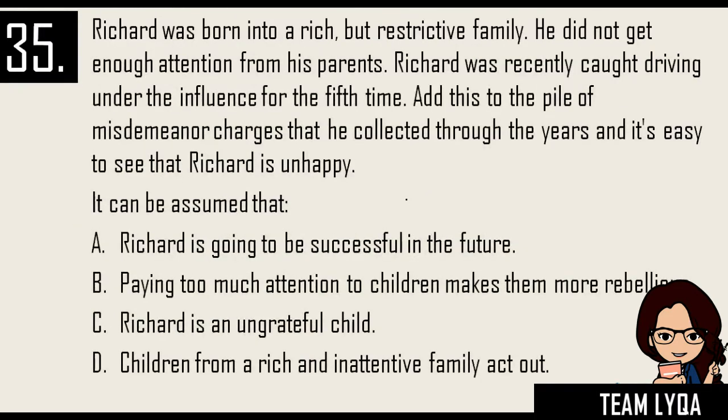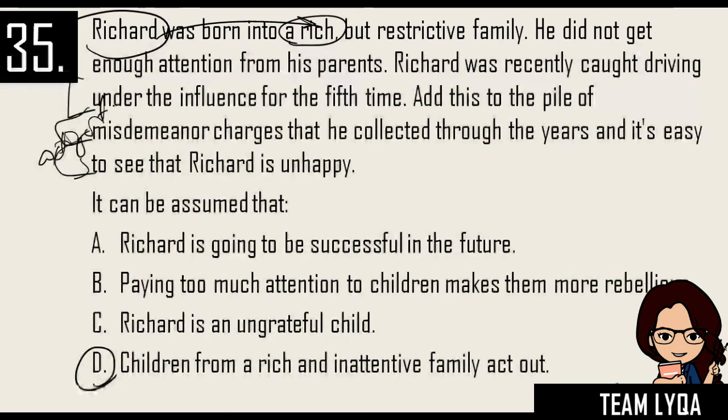Okay, number 35. Richard was born into a rich but restrictive family. He did not get enough attention from his parents. Richard was recently caught driving under the influence for the 5th time. And add this to the pile of misdemeanors charges that he had collected through the years, and it's easy to see that Richard is unhappy. So the best answer here is actually letter D. Why? Kasi children from rich and inattentive family act out. Bakit? Kasi sabi Richard was rich, okay? And itong all of this, itong driving under the influence, everything like that, okay? That is him acting out. So ibig sabihin nun, Richard, who was rich, was acting out. So rich people like Richard tend to act out. So the answer will be letter D.